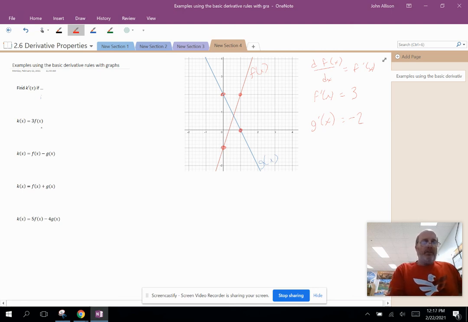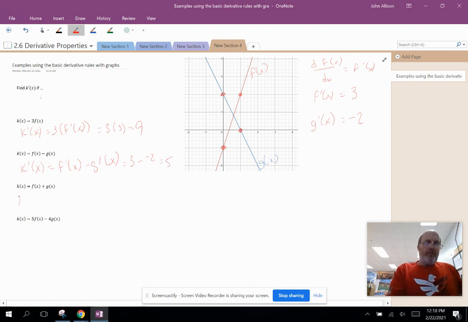So here we're asked to find k prime of x, which is going to be 3 times f prime of x. And f prime of x we said is 3, so 3 times 3 is just 9. Here, k prime of x is going to be f prime of x minus g prime of x. F prime of x is 3. G prime of x is negative 2. So 3 minus negative 2 equals positive 5.